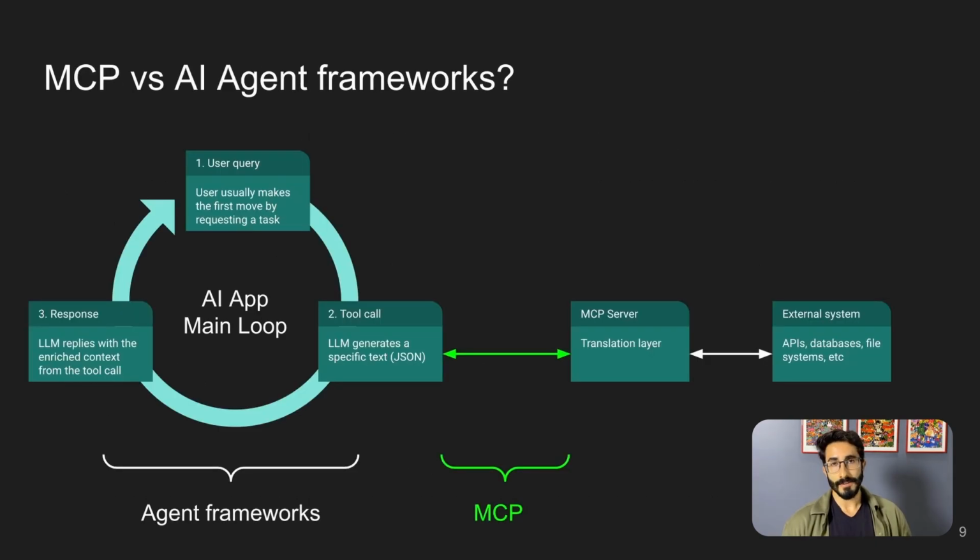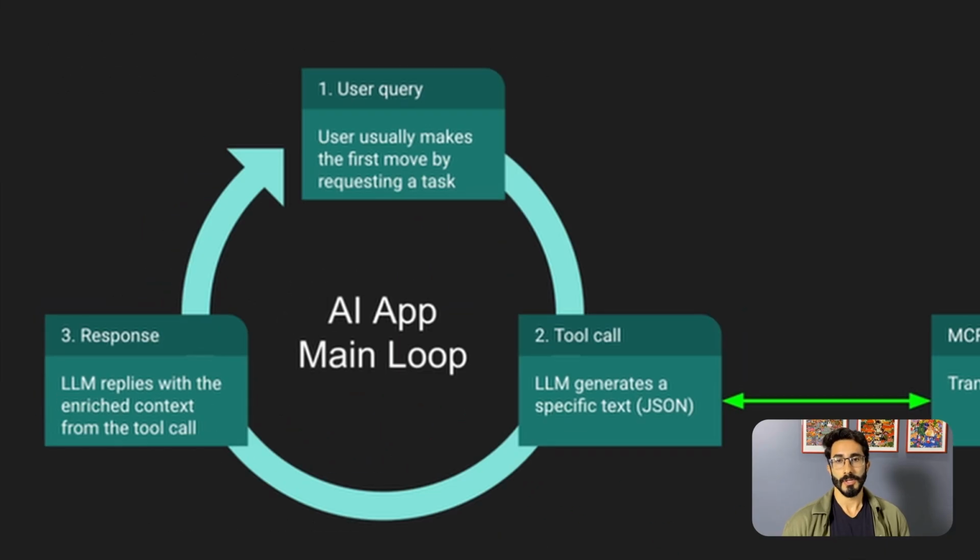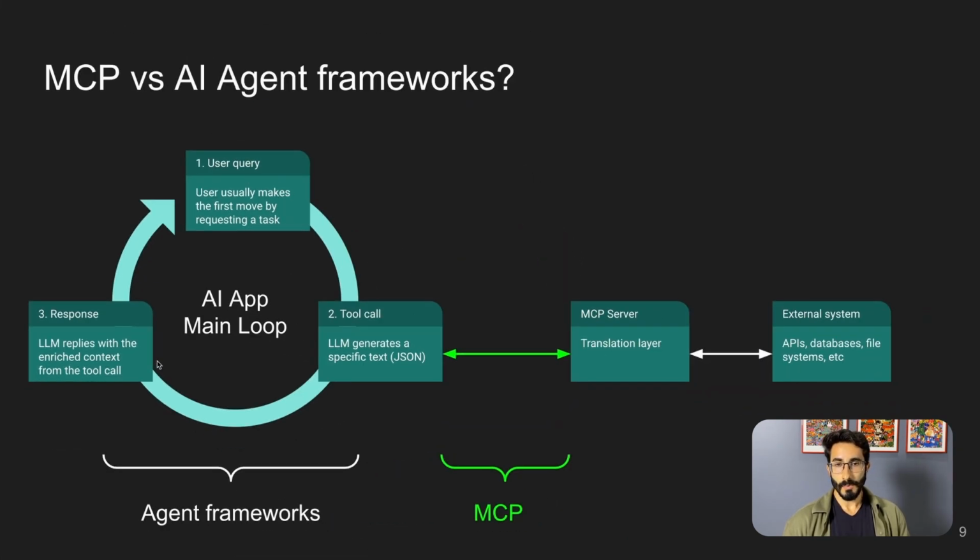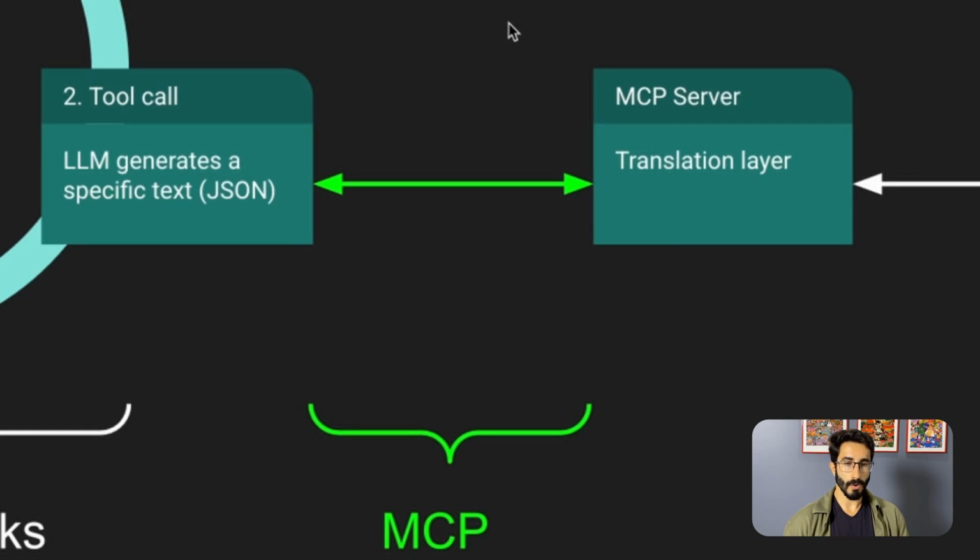So let's dive into the typical flow of an AI app. Usually the user makes the first move, asking for a task to be executed or asking a question. The LLM decides whether or not to call an external tool. And once that tool returns, the response is incorporated into the LLM context so that it can generate the final answer to the user. This loop is usually implemented by AI agent frameworks. And the MCP protocol lies right here.